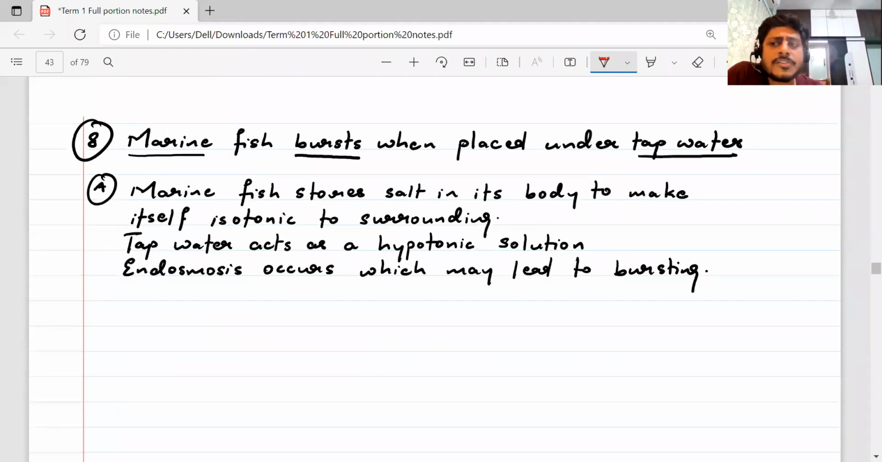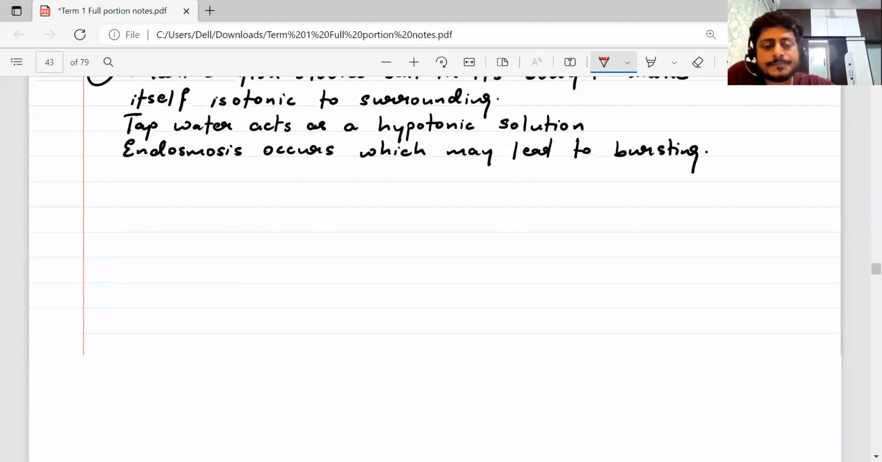Marine fish burst. This was also there in the sample paper. Marine fish bursts when placed in tap water. कोई चीज अगर burst हो रही है मतलब उसके अंदर बहुत कुछ जा रहा है. So that's basically endosmosis की वजह से burst हो रही है. अगर कोई चीज burst नहीं हो रही है, if something is losing water, then it will not burst. Something has to go inside it, then it will burst. So the marine fish basically has salt in its body, due to which it becomes hypertonic, and when you place it in water, endosmosis takes place, and when endosmosis takes place, this structure will rupture.